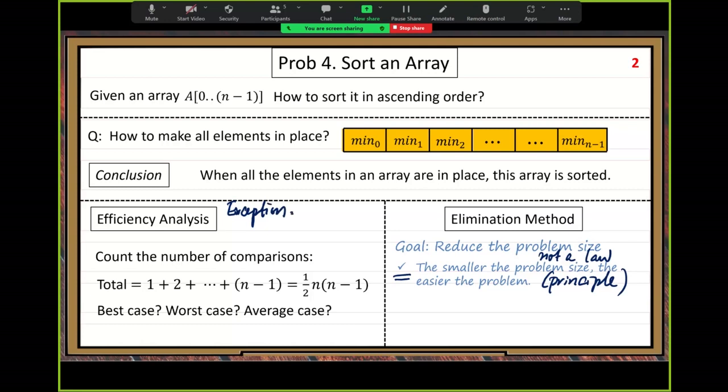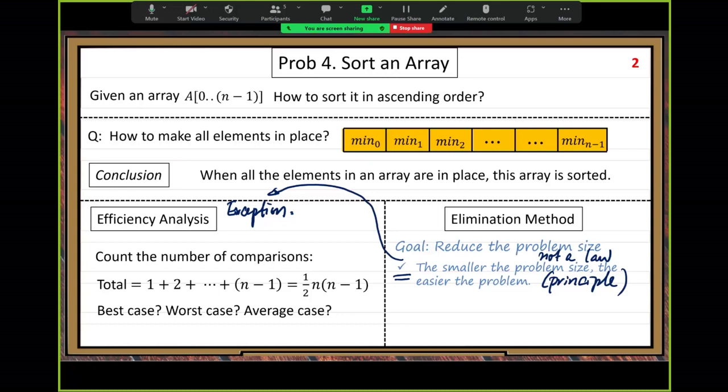The exception of this statement: the smaller the problem size, the easier the problem. We can find a special case. Sometimes a problem with smaller size could be harder than a problem with larger size. That could happen, okay? This case is very special, but it could happen.